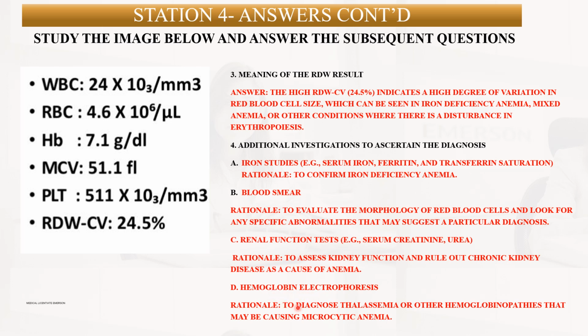Okay. Then, lastly but not the least, this one definitely you need to do: hemoglobin electrophoresis. Why are we doing this one? We want to diagnose thalassemia or other hemoglobinopathies that may be causing microcytic anemia. So that's why this one definitely you have to do. Okay, so that's question 4, and that's the last question on this station. Let's go to station 5.